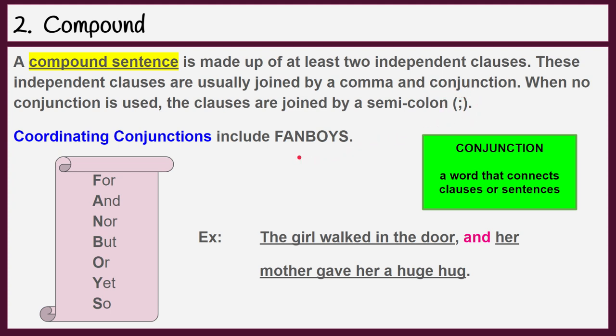So remember, a conjunction is a word that connects clauses or sentences, or parts of sentences together. In the example, we have: the girl walked in the door and her mother gave her a huge hug. So we have independent clause 1, independent clause 2. When you have one I here and another I here, you have to make sure that there is that comma and conjunction or a semicolon in this area here to join the two together.